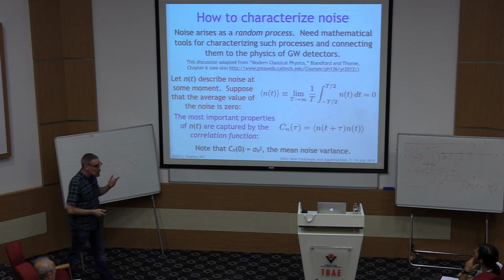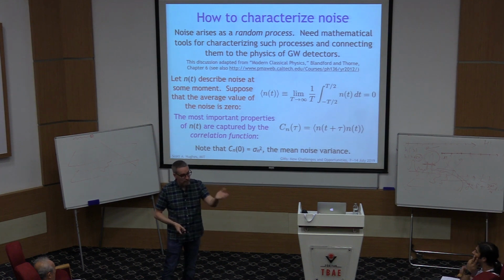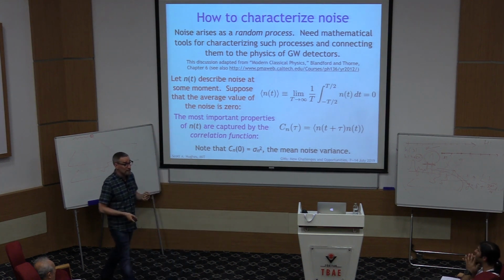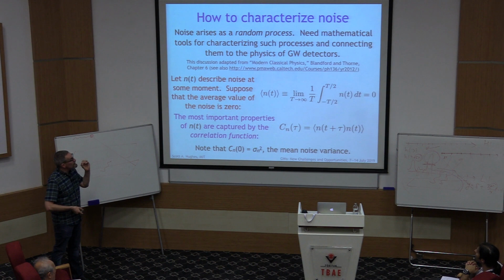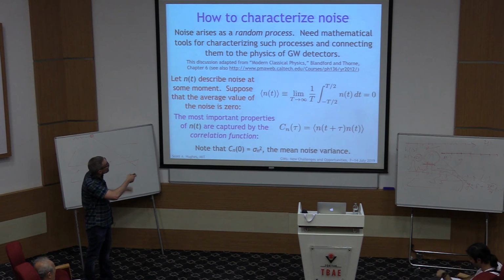Now, I'm going to describe a little bit of the mathematics that underlies the spectral density that played a starring role in some of Badri's lectures today. Noise arises from a random process. If it's not random, it's not noise. So we need to develop some mathematical tools for characterizing these.